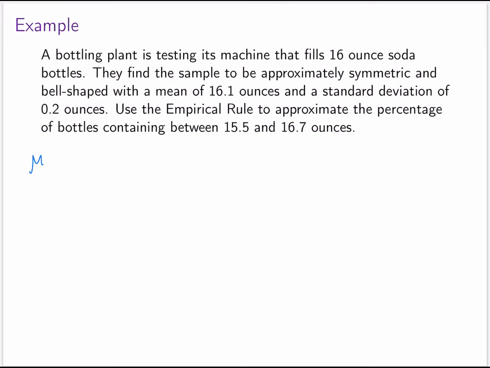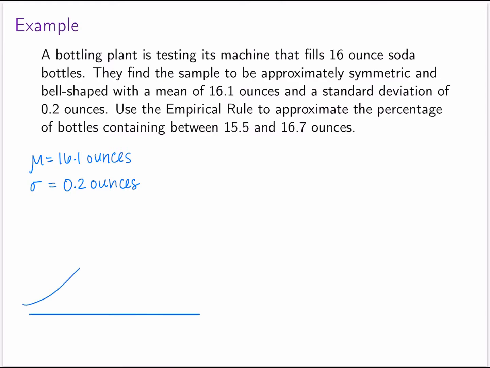So I look in here, and it says that my mean is 16.1 ounces, and my standard deviation, sigma, is 0.2 ounces. So in the last situation where I counted by tens to figure out how many standard deviations away I was, now I need to count by 0.2 ounces. Okay, so a little bit harder to count by, but still doable.